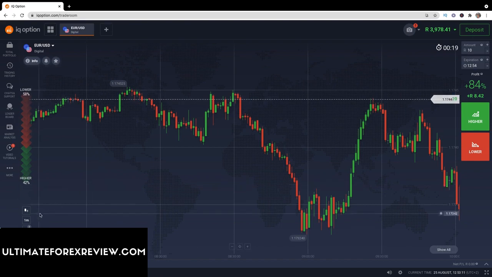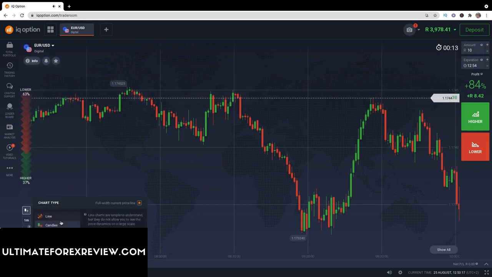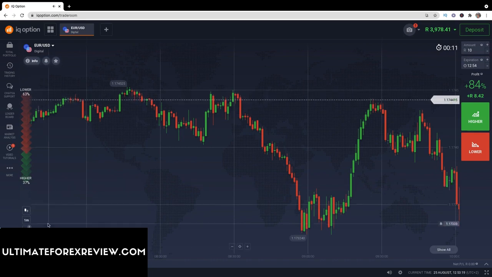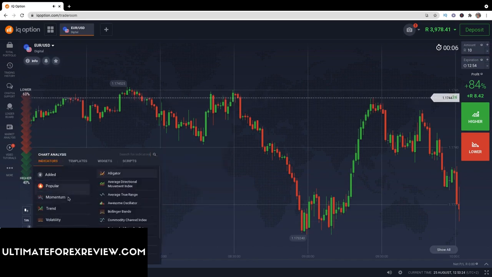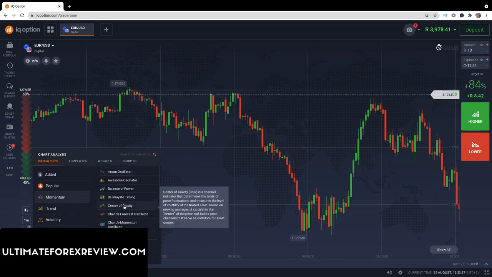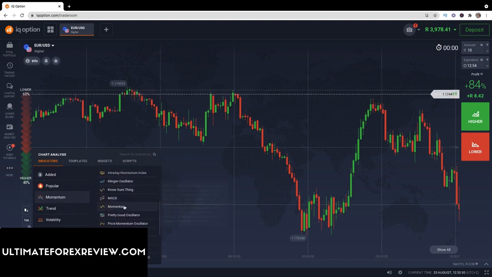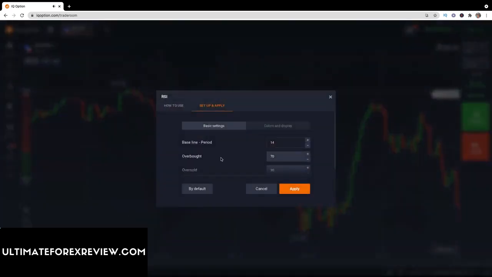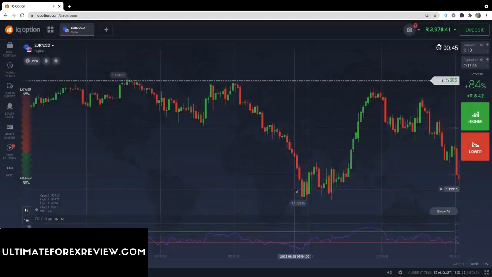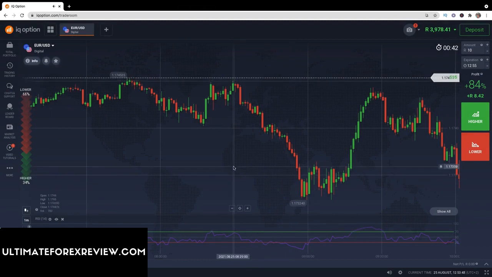The chart we are looking at is a 1-minute candlestick chart, so make sure 1 minute is set here, and make sure candles are set over here. And then we are going to be using an indicator in this particular strategy. Make sure you are using a momentum indicator, and the one we are particularly going to be using in this strategy is the relative strength index, RSI. We are going to leave everything as is. We're not going to make any changes here. We're going to have a baseline period of 14, an overbought level of 70, and an oversold level of 30. You can just hit apply. And now let's get to the strategy.